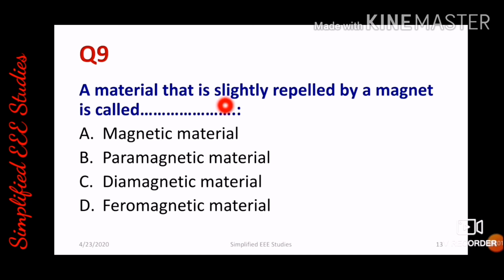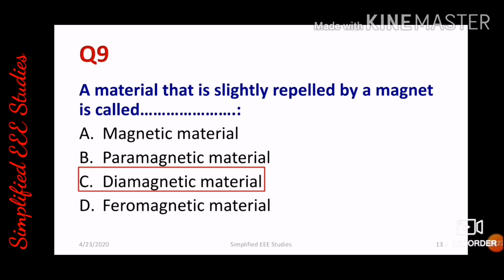A material that is slightly repelled by a magnet is called dash. Option A, magnetic material. Option B, paramagnetic material. Option C, diamagnetic material. And option D, ferromagnetic material. Option C is the right answer. A material that is slightly repelled by a magnet is generally known as diamagnetic material.